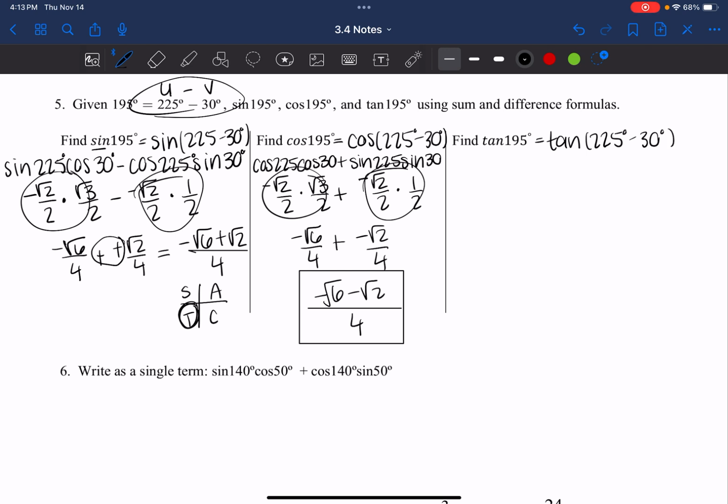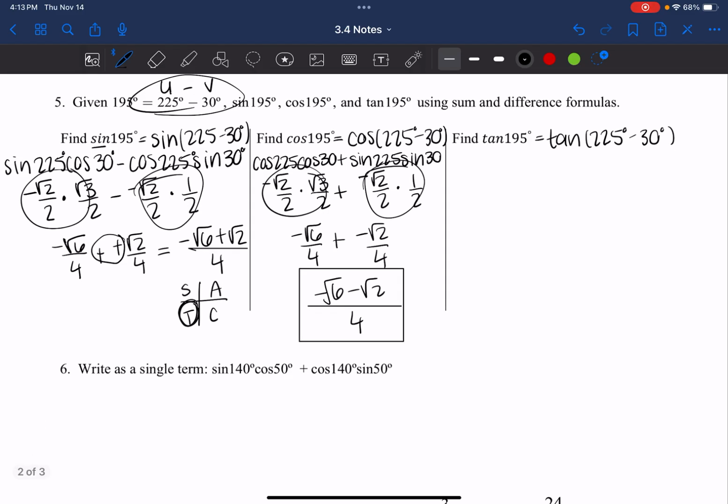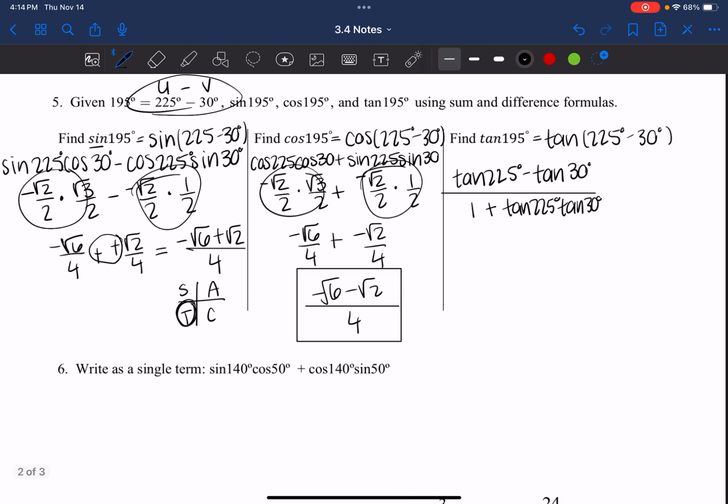All right, so for tangent, our equation from the front page for difference of tangent is tangent of u, which is 225, minus tangent of v, which is 30, over 1 plus tangent of 225 times tangent of 30. And now we're going to replace and simplify.